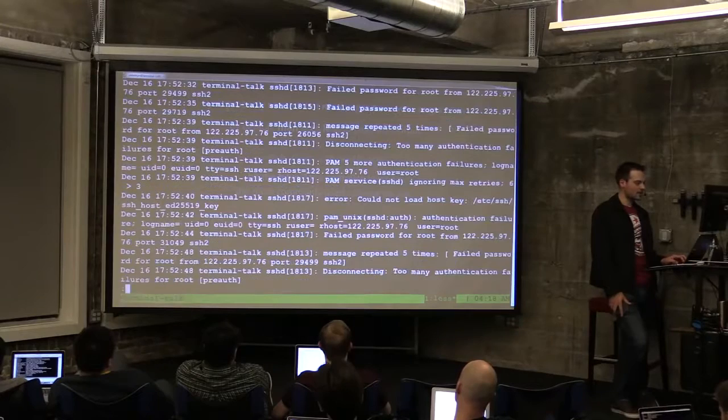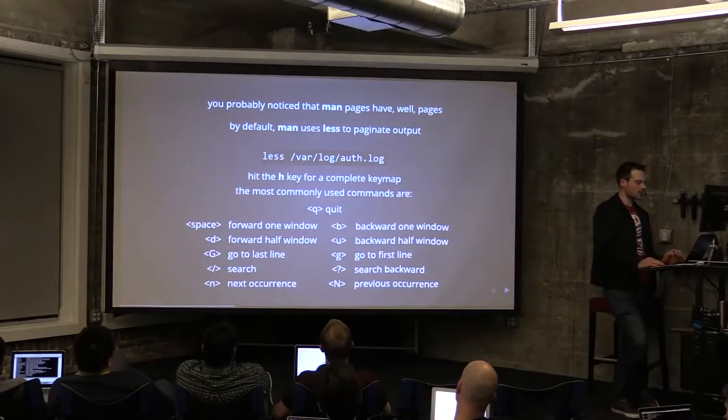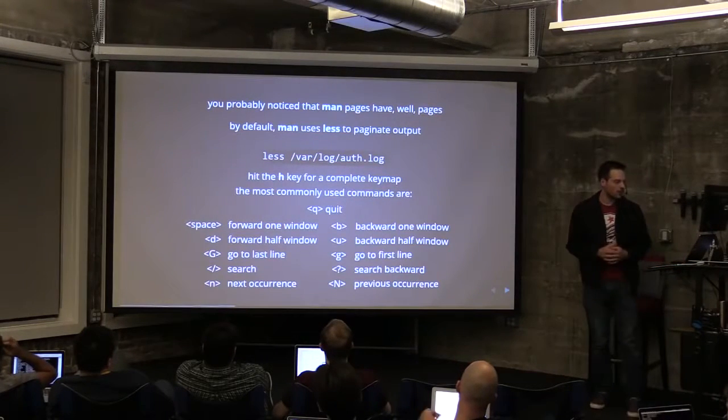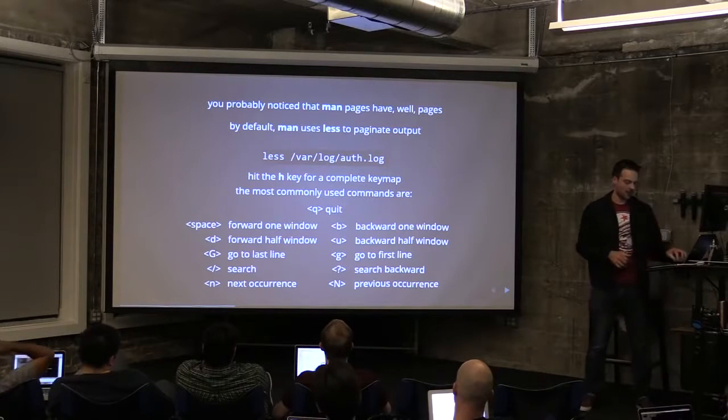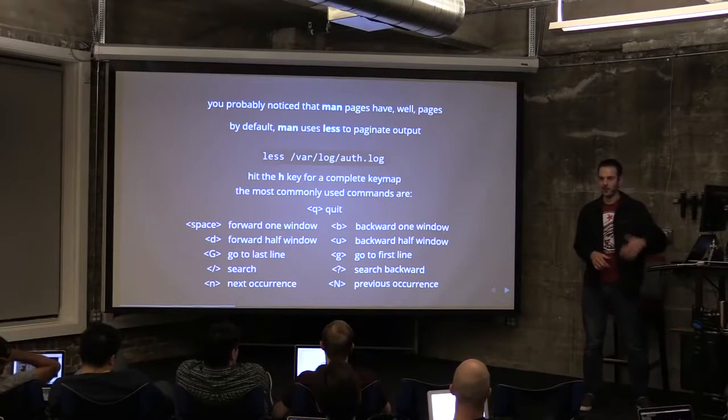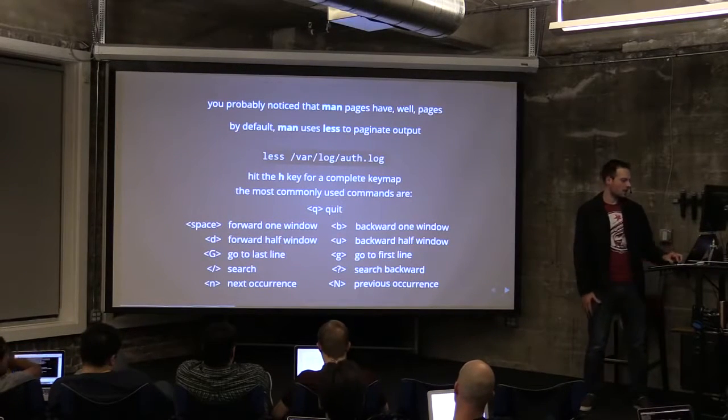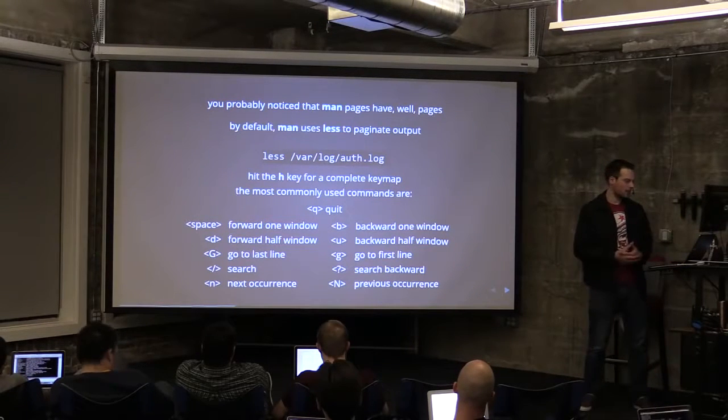And you can kind of hit space. So let's talk about the most commonly used commands, right? Space goes forward one window. B goes backwards. Those are like the most important. You're typically going back and forward by a window. U and D is up and down, navigates by half a window.